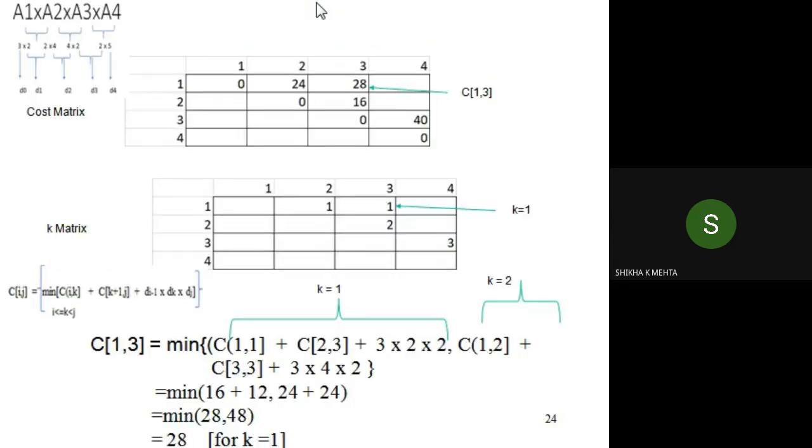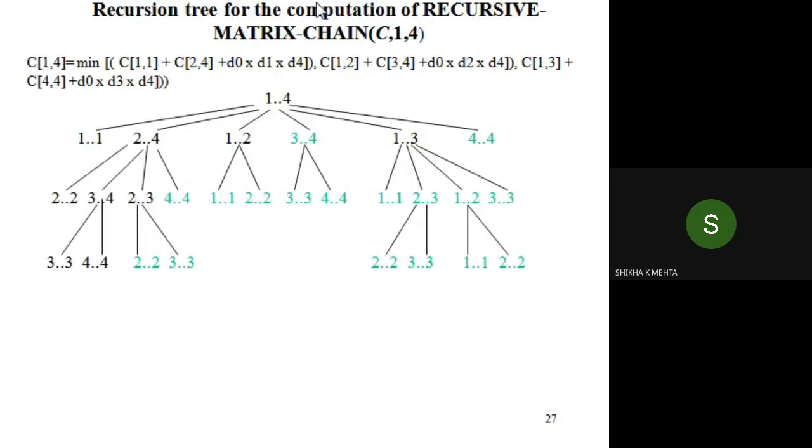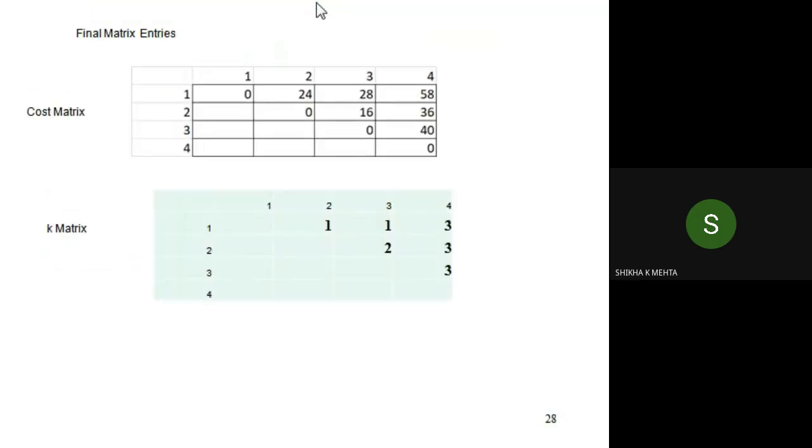So we will see why we have followed this particular path. All the solutions to this problem have already been computed. C12 is already computed. C34 is already computed. C13 is already computed. Then C44 is 0. So many of the computations have already been done, and we need not redo them. We are just going to put these values in this matrix. So after performing all the computations, we get C14 is equal to 58.